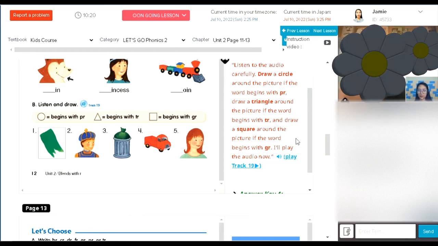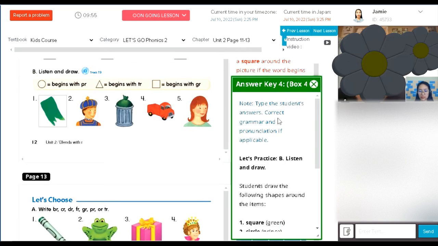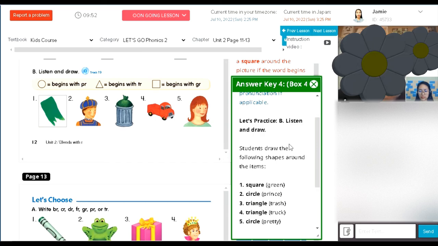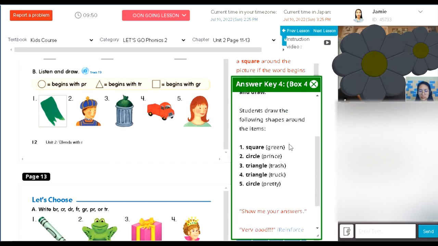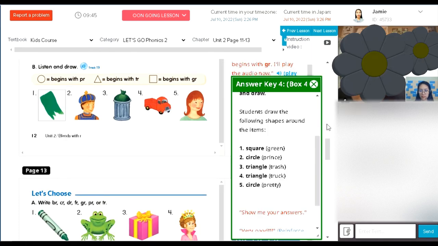Track 19, Unit 2, Blends with R. Let's practice. B. Listen and draw. Number 1. Green. Number 2. Prince. Number 3. Trash. Number 4. Truck. Number 5. Pretty.